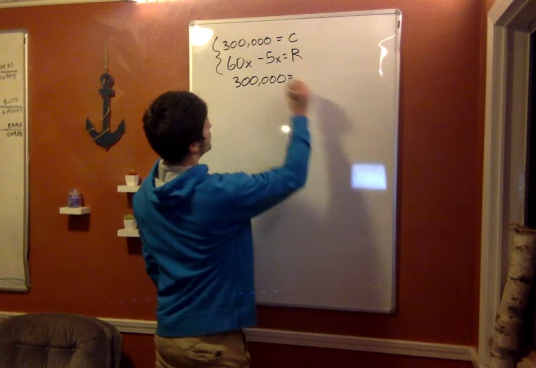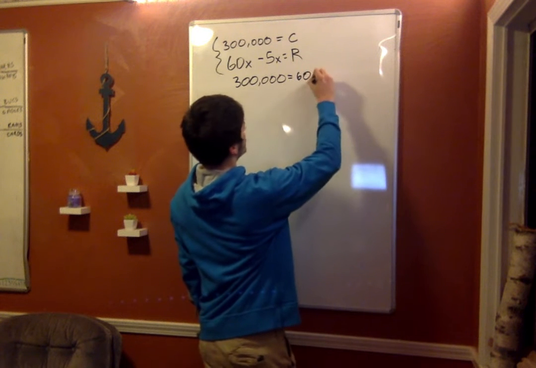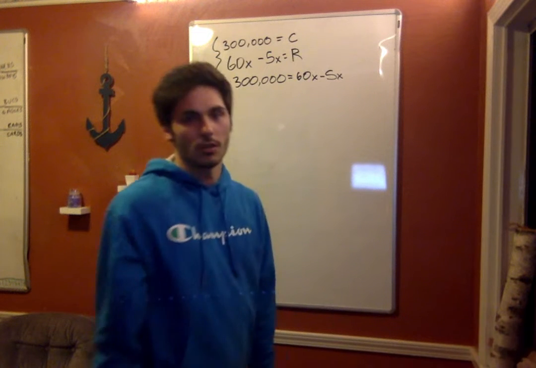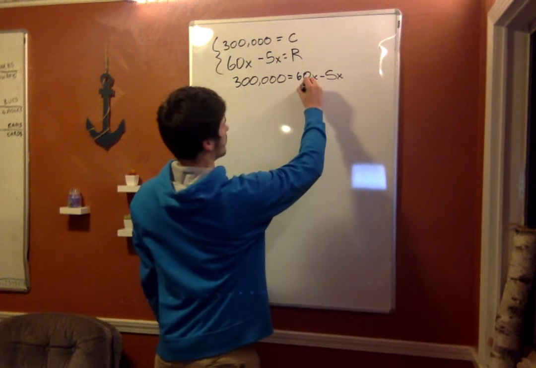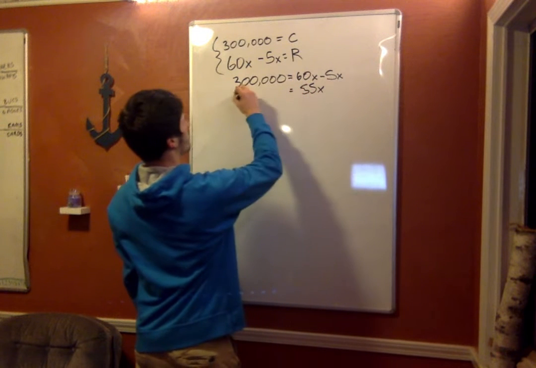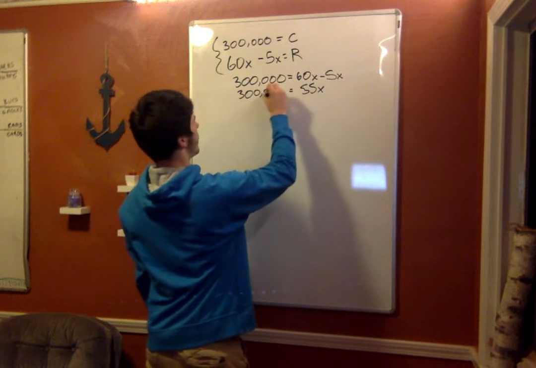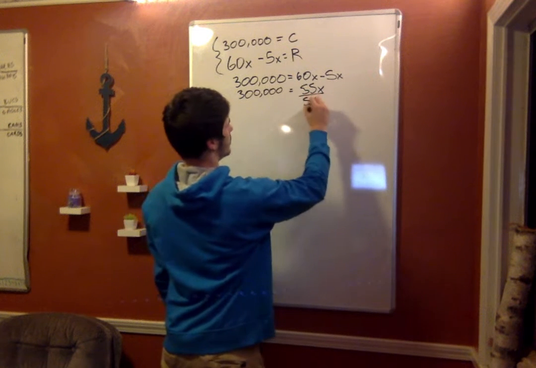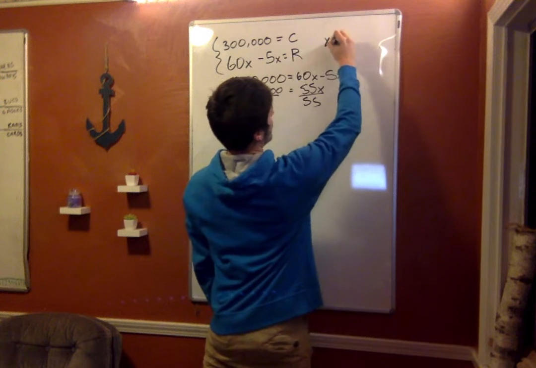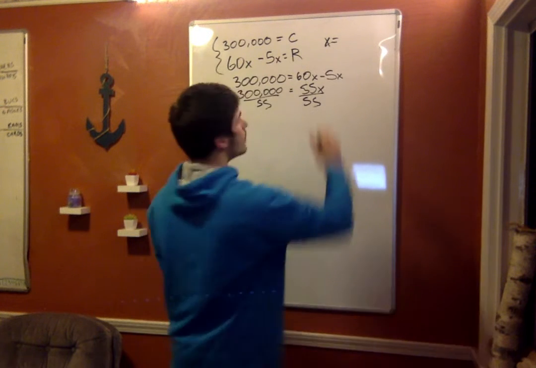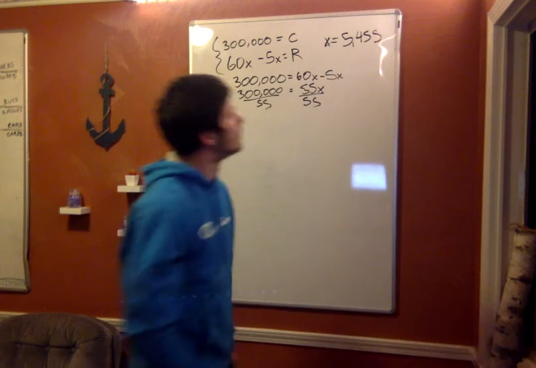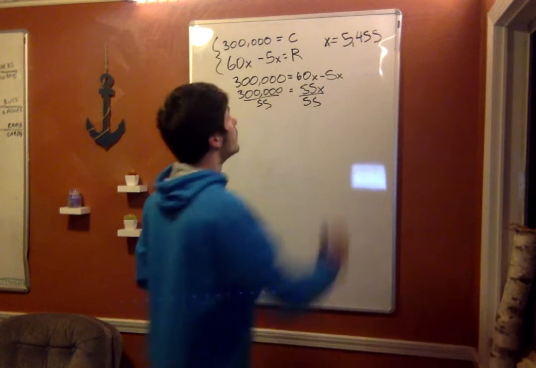So we have 300,000 equals 60x minus 5x. And to solve that very simply, we will just combine like terms over here. Wow, that is an ugly 5. 300,000 equals 55x. Divide both sides by 55, and we'll see that x equals... did that in my head.